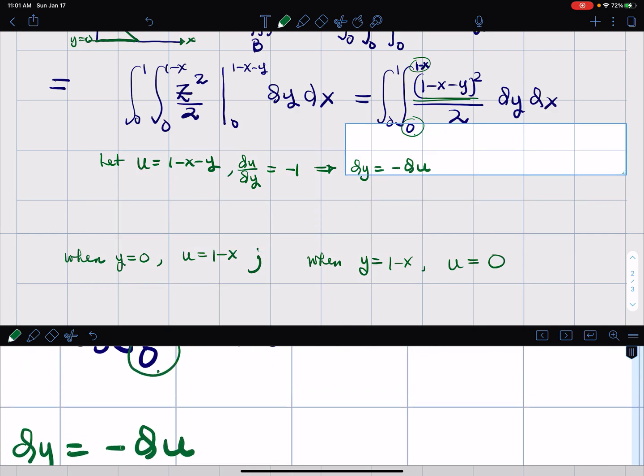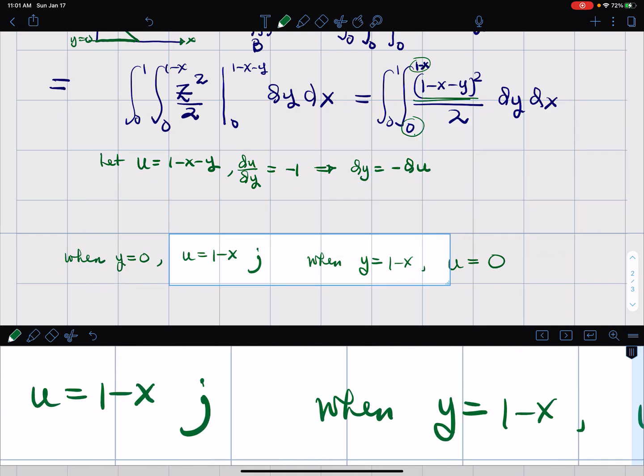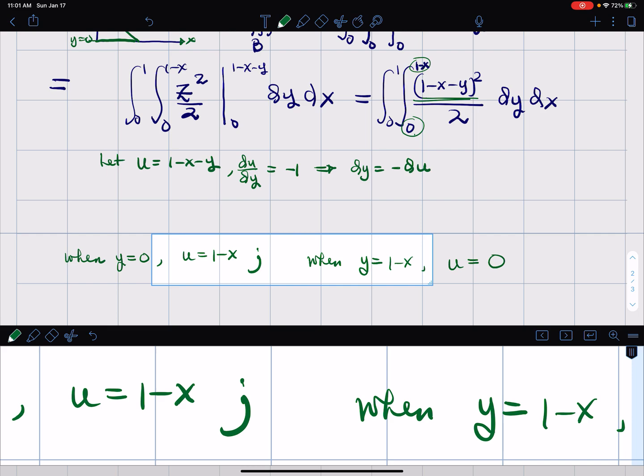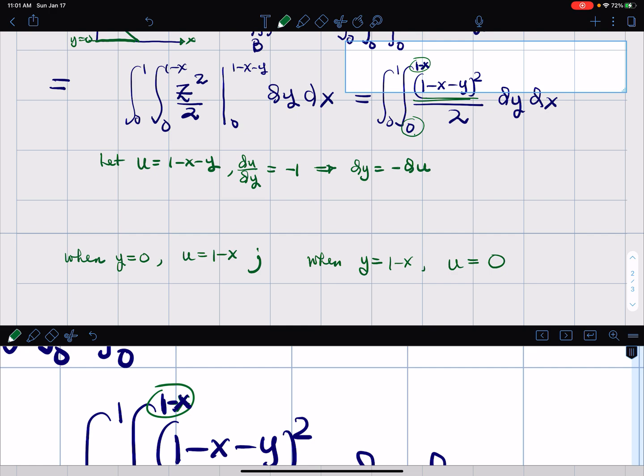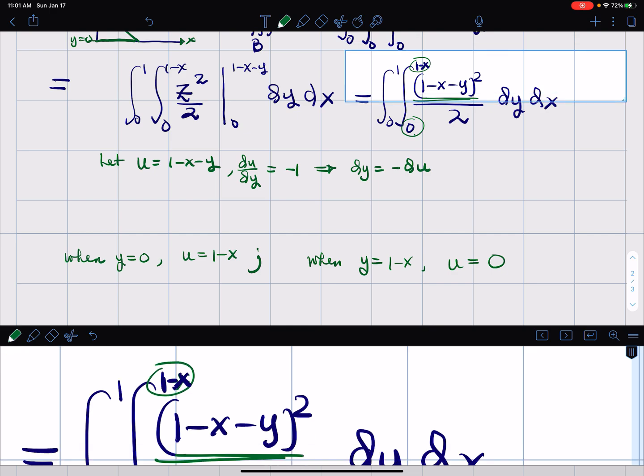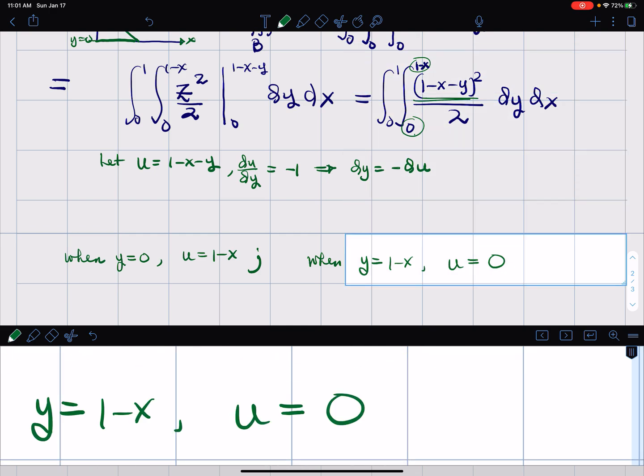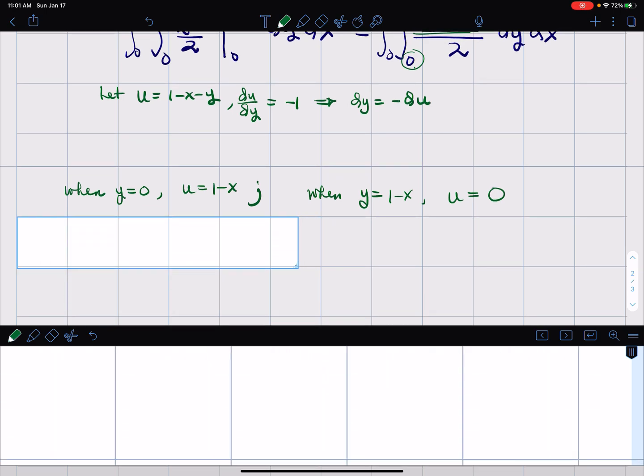When y is 0, the lower bound of integration, u is 1 minus x, obviously. When y is 1 minus x, which is the upper limit, u is 0. So now I go back to my integral. What does my integral become?